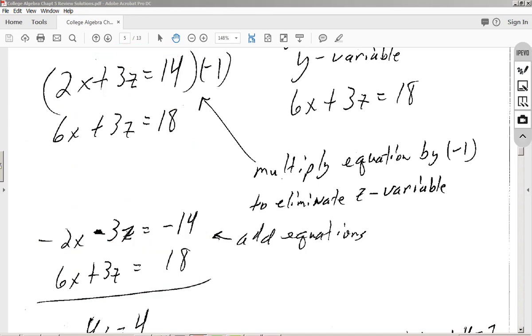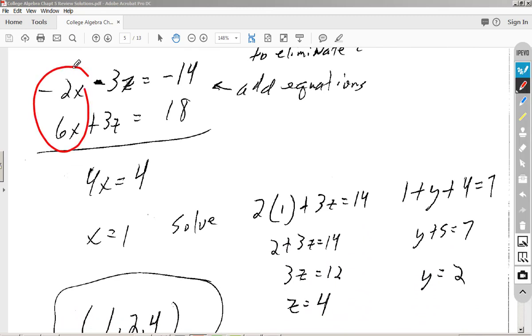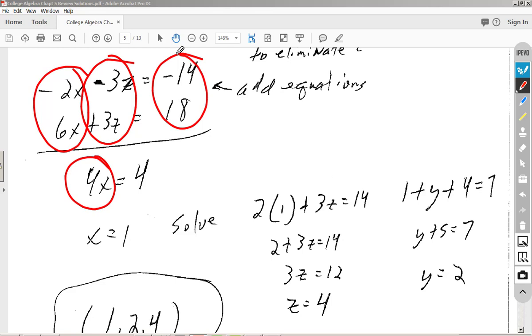And then I'll be able to solve for my x variable. So adding these together, I've got negative 2x plus 6x is going to give me my 4x. Negative 3z plus 3z is 0. And negative 14 plus 18 is going to be positive 4. Divide both sides by 4. And now I know my x value is equal to 1.